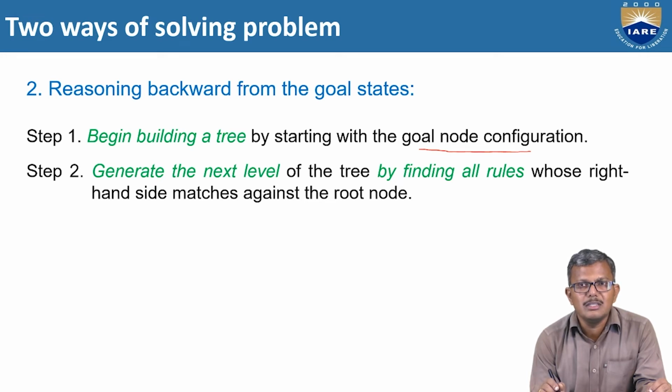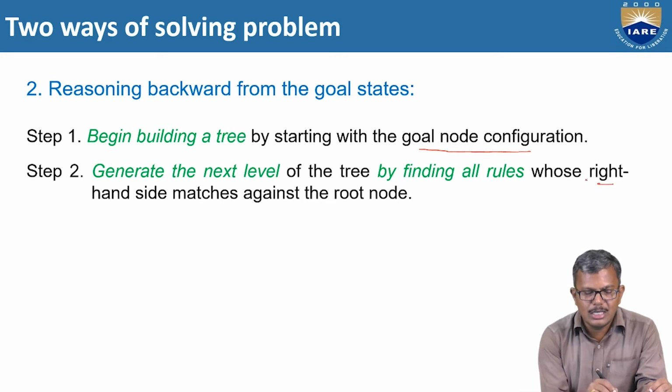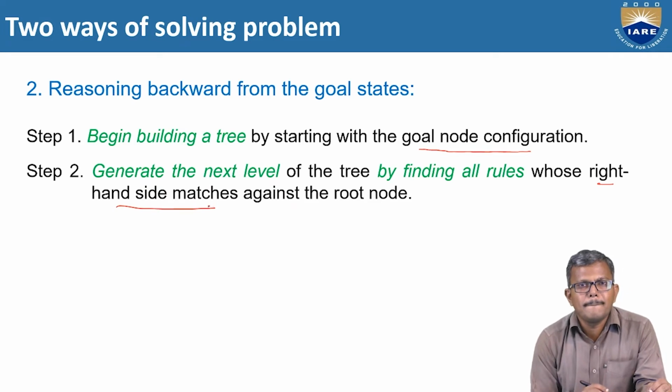But the only thing is, you are going to consider the right hand side. Previously, we considered the left hand side. Why? Because it is a forward search or forward reasoning. But in backward reasoning, we are going to consider the rightmost part. Why? Because it is a backward process, no? So we need to consider the rightmost part in order to get the leftmost part. That is the only difference.